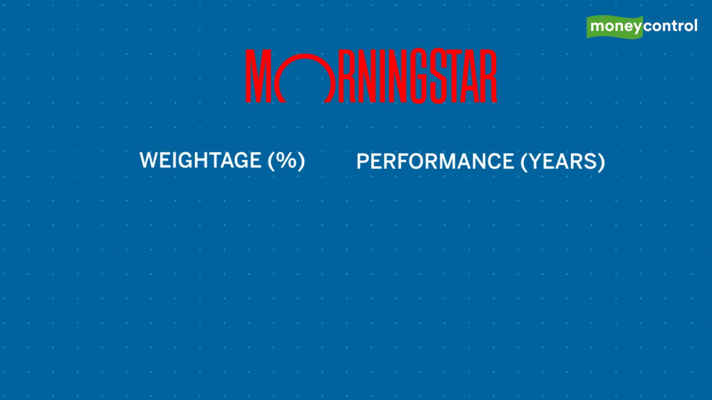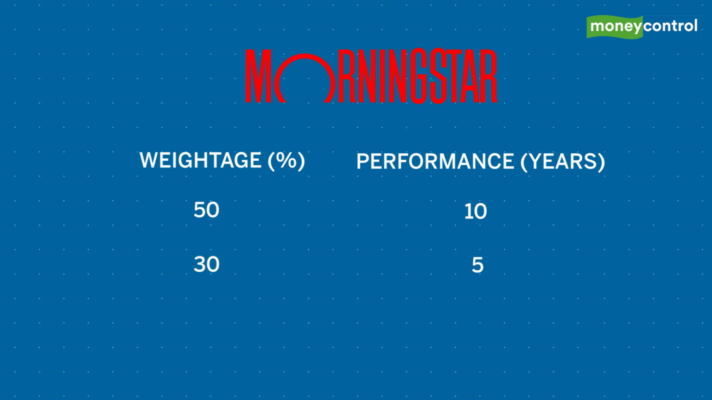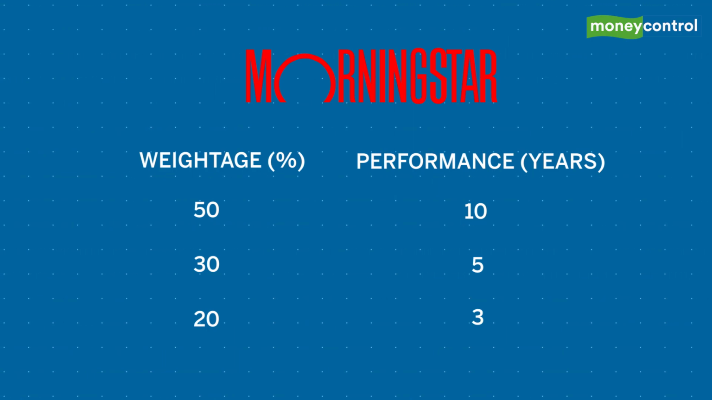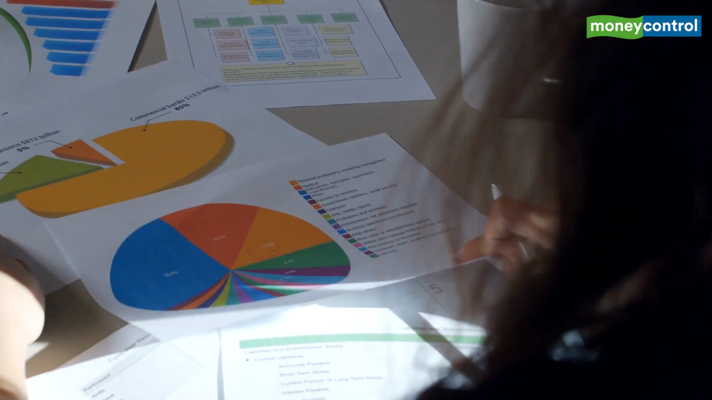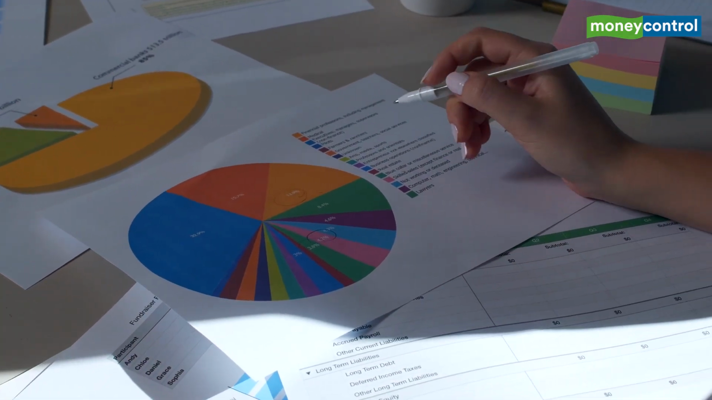Morningstar India, for example, gives 50% weightage for 10-year performance, 30% weightage to 5-year, and the remaining 20% to 3-year performance. Each fund's rating is reviewed on a monthly basis to ensure the latest performance also keeps getting captured.